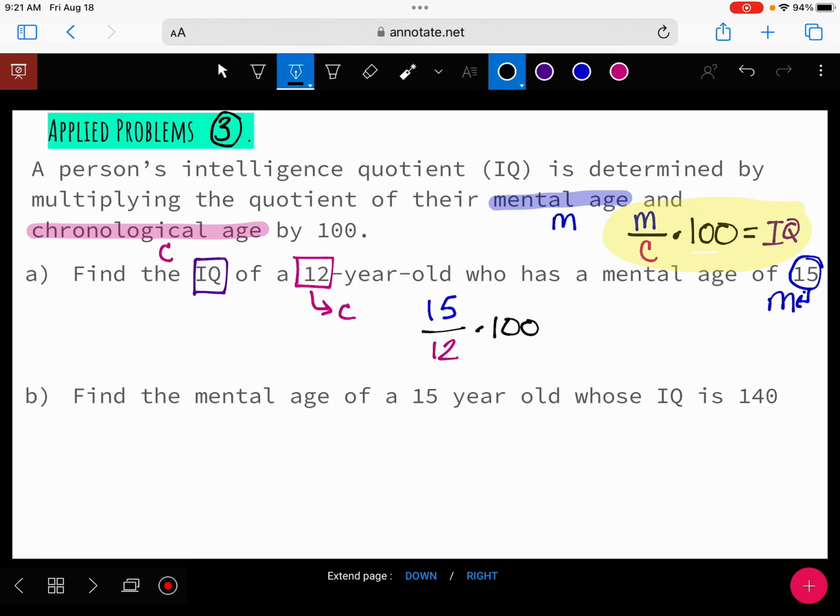And then we have to simplify that. That's going to equal the IQ. That's what we're looking for.